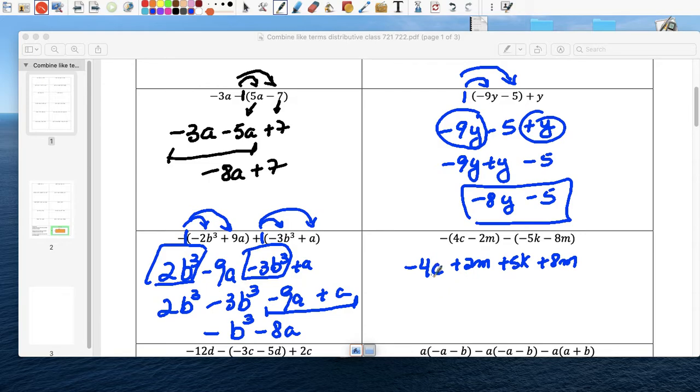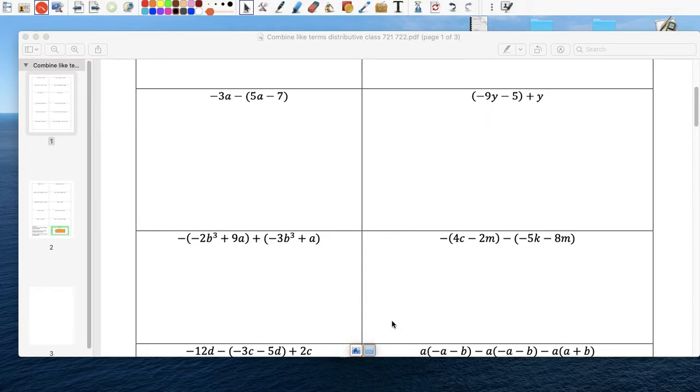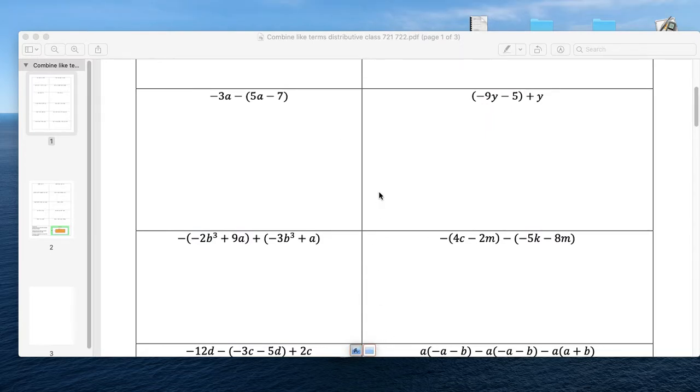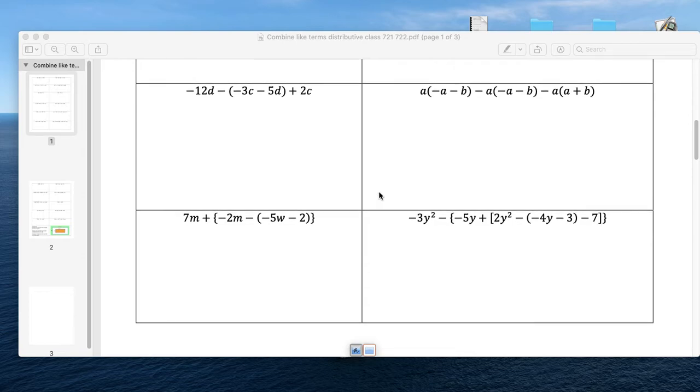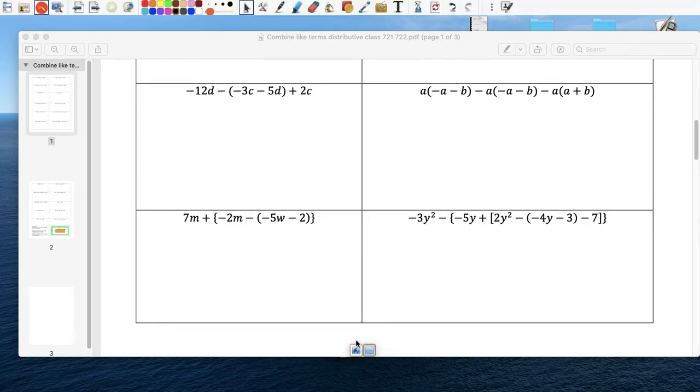Like terms, are there any like terms? Yes, this one. So -4c combines with no one. The 5k combines with no one. Notice I'm putting this alphabetically, and the 2m and 8m combine and give me 10m. All right, so as you can tell, at the end of the day, we're still adding and subtracting. That's basically it. We just got to be careful with the signs, and we have to be careful with whether they're like terms or not.